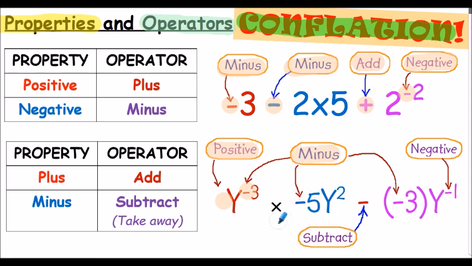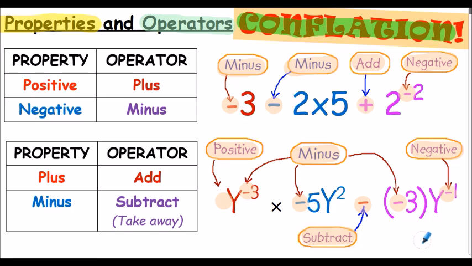We're timesing that by minus 5. Then we're subtracting minus 3 raised to the negative 1. And again, we have conflation here because the property of the first term is defined as positive, but the properties of the second and third terms are defined as minus instead of negative.